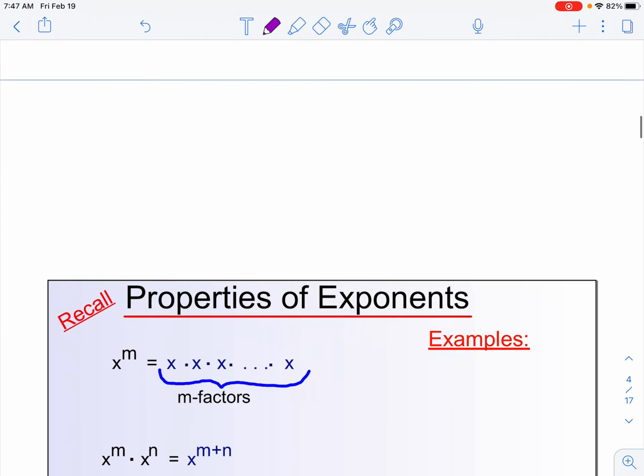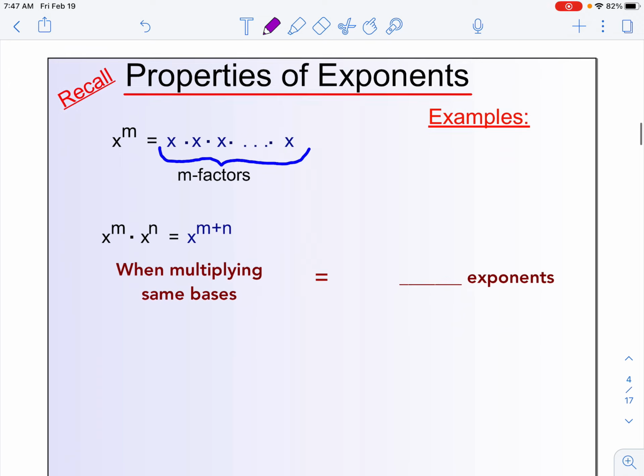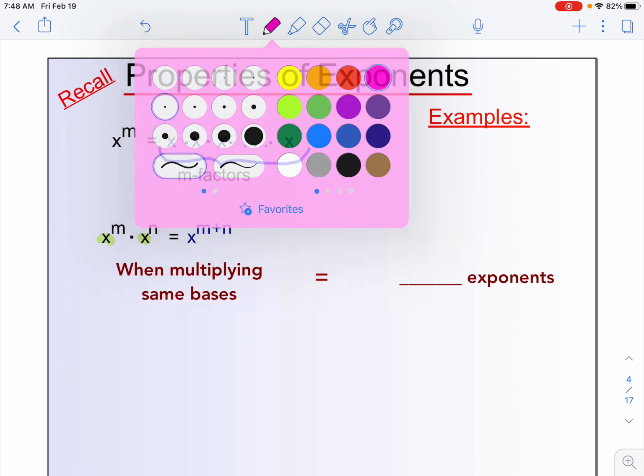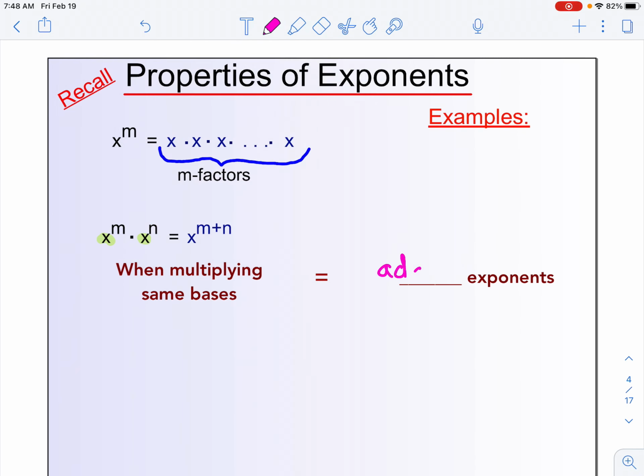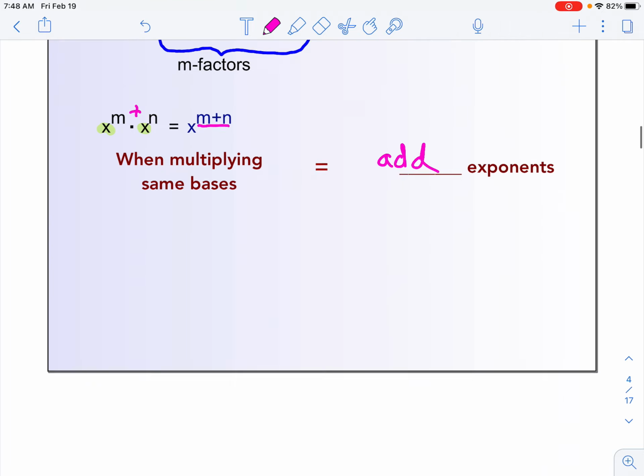Okay, so then we get into more complicated properties of power. When we have x to the m times x to the n, when we're multiplying and we have the same base, so this is x and x, what we do is we are going to add the exponents. And so that's why it becomes x to the m plus n power. So we're going to be adding these exponents when we have the same base.